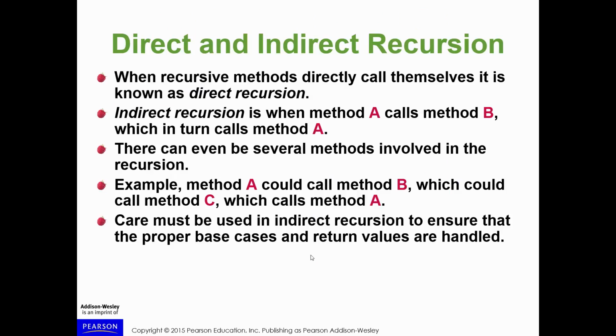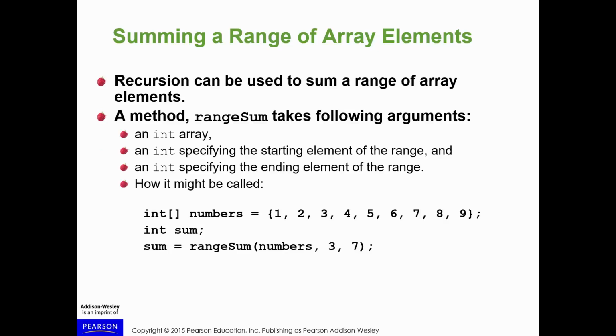You can have both direct and indirect recursion, and as mentioned there, when recursive methods directly call themselves, it's direct recursion. So if A calls B, which in turn calls A, but you can have A which calls B, which calls C, which calls A, and that's indirect recursion. You've got to be very careful when you write different recursive algorithms because it's very easy to nest yourself and put in something that's wrong and get yourself into an infinite loop type of condition. Here's another example where you can use recursion to sum a range of elements. Okay.